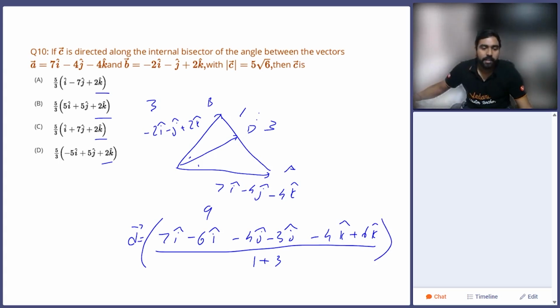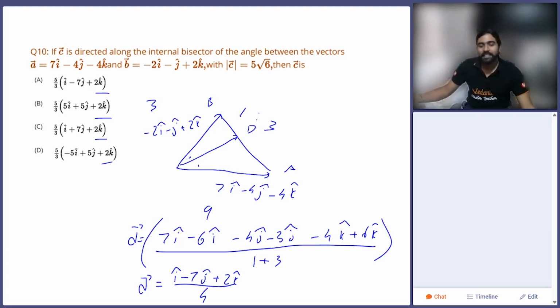So what does the D vector come out as? It is basically i cap minus 7j cap plus 2k cap divided by 4. So which is the only vector which is collinear with i cap minus 7j cap plus 2k cap? That's option A. Therefore, option A will be the answer for this question. Okay, that's the answer for this one. Plain and simple basics of Funda over here.